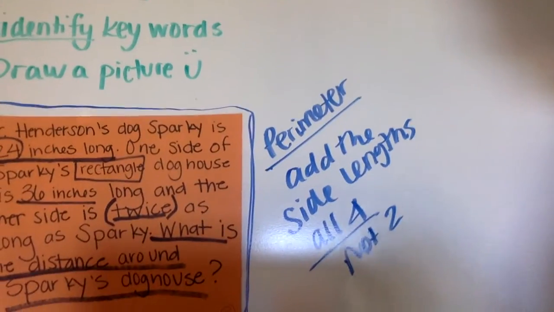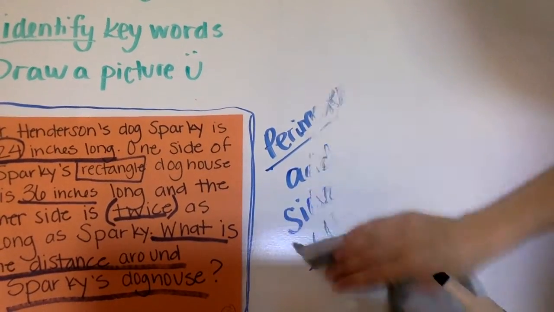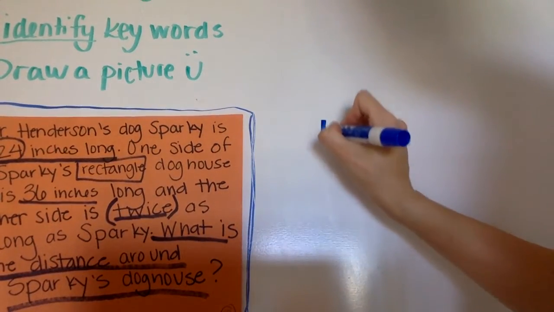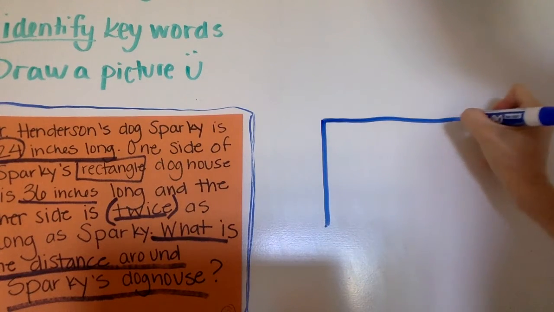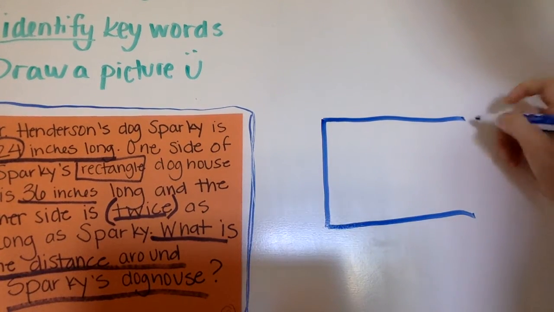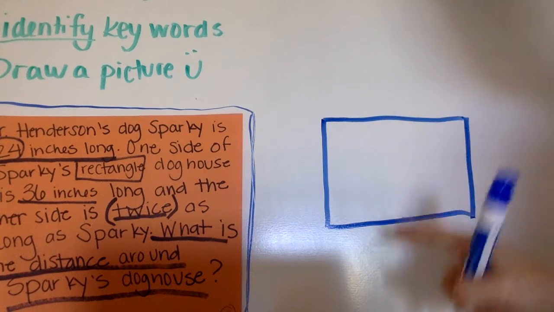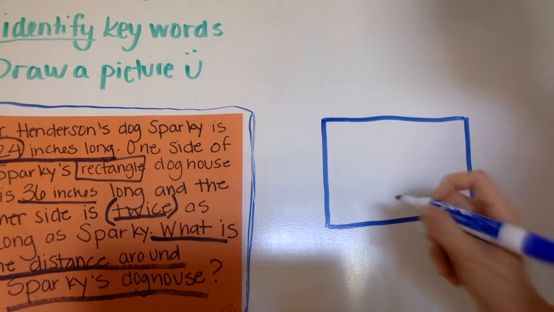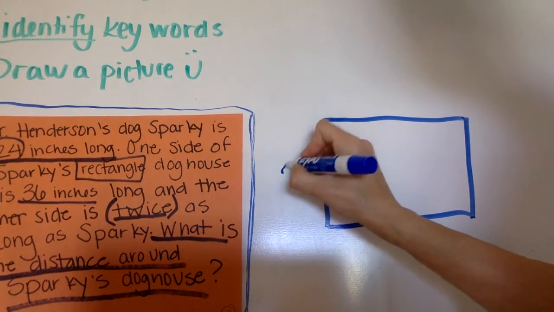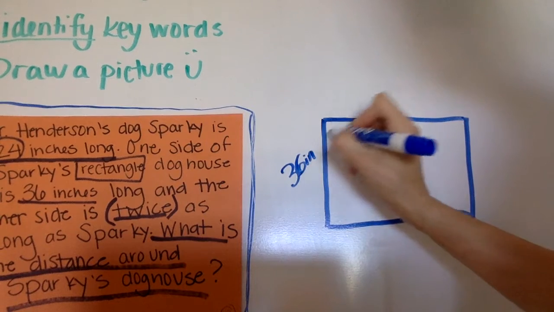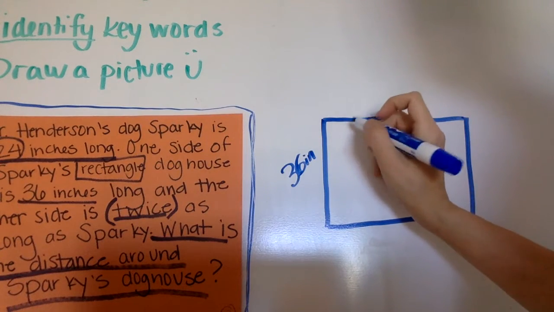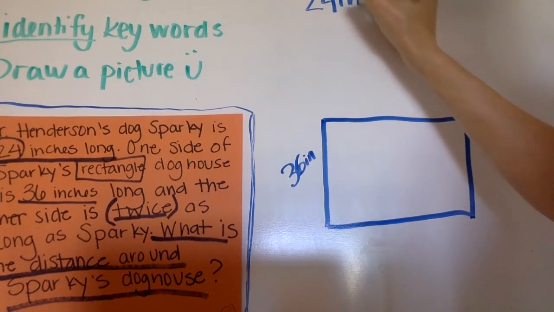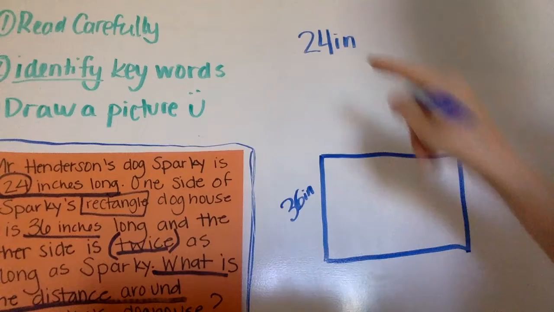So now we're going to draw our picture. I'm going to erase this for now. We already know that we are solving for the perimeter. So let's draw Sparky's doghouse. It's a rectangle, not a square. So the sides are not equal length, but opposite sides are equal length. So let's see. One side is 36 inches long. The other side is twice as long as Sparky. So if Sparky is 24 inches, we need to find what's twice this.